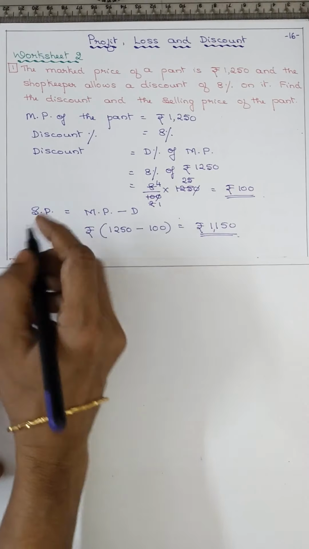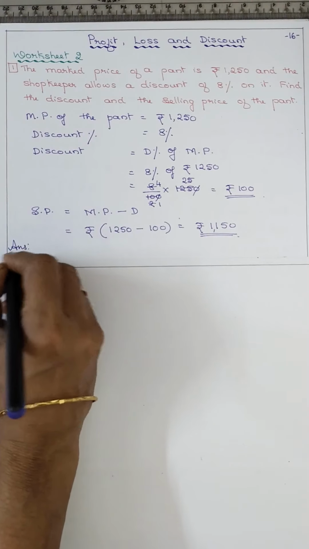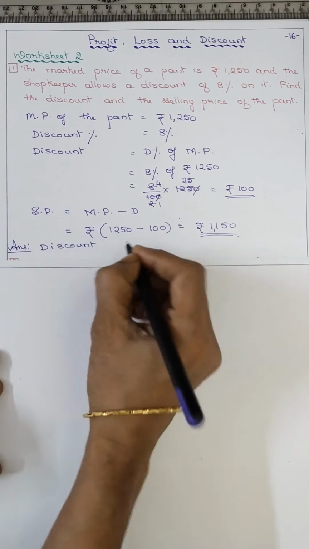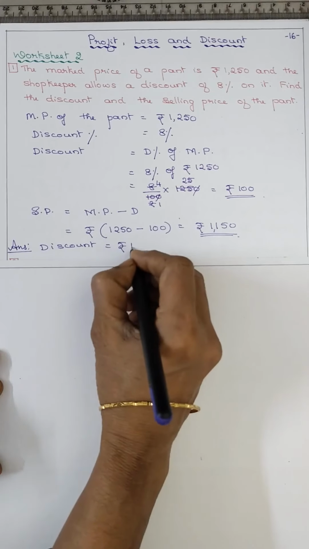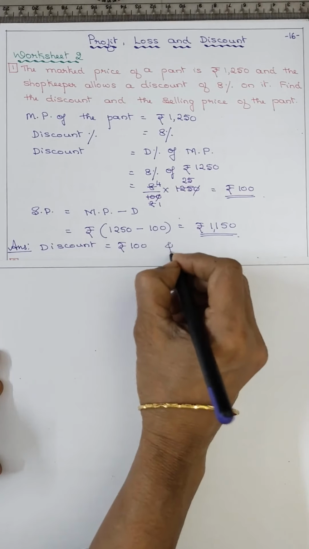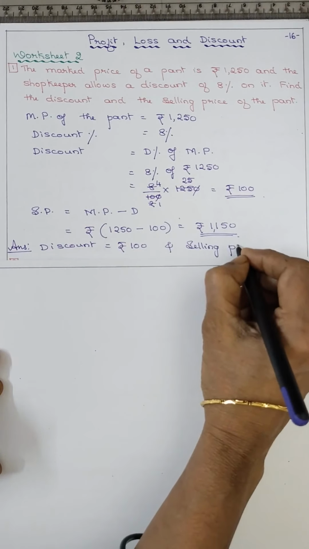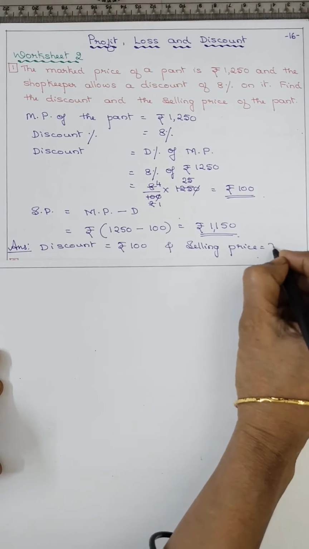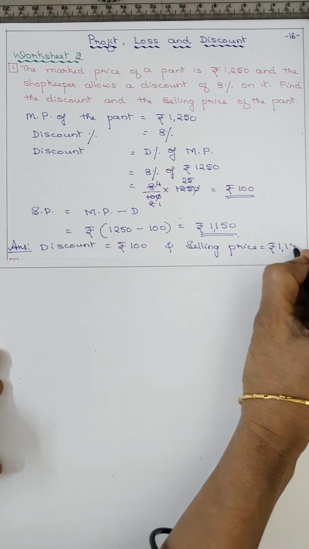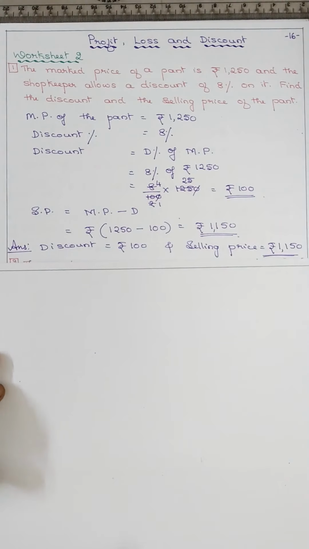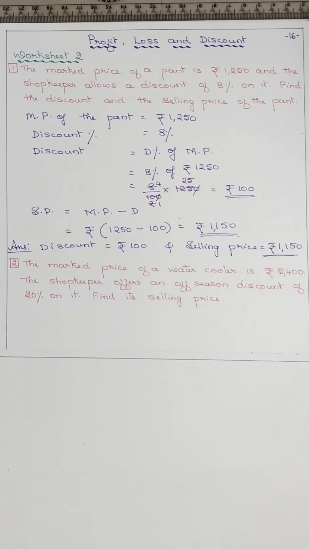So answer, discount is equal to rupees 100 and selling price is equal to rupees 1150. It was an easy sum, isn't it? Direct. So find out the discount amount and the selling price.